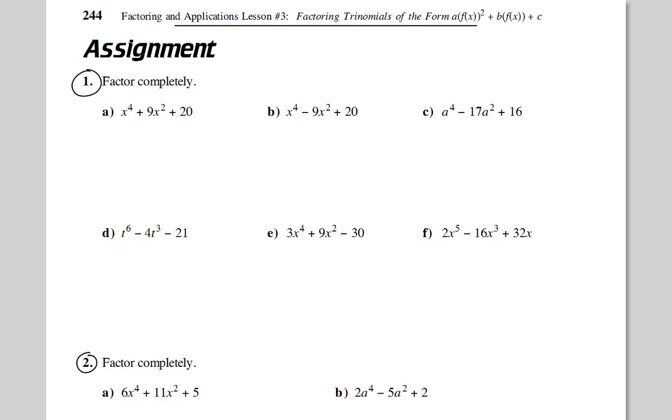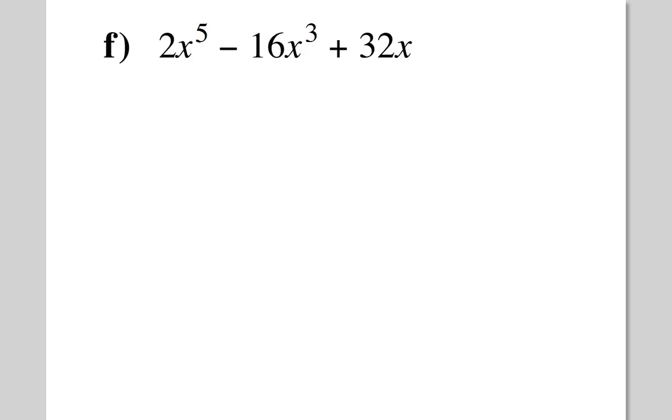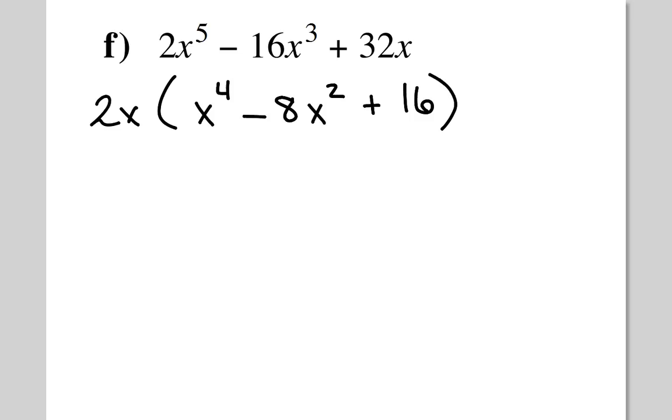Okay, page 244, 1F. You're looking at this and you're saying, wow, there's an x5. I haven't seen that before. But they all have x, right? And they all are divisible by 2. So that's amazing. Factor out 2x, you get x4 minus 8x squared plus 16. Now, even though this is x4, do you still have a trinomial? And is the a value 1? So then you can just use inspection.